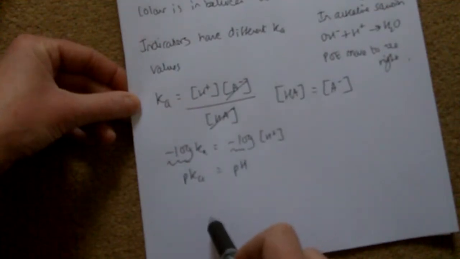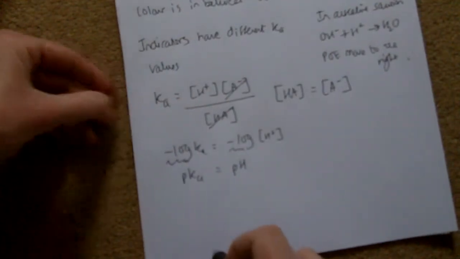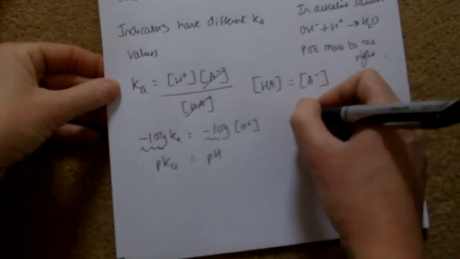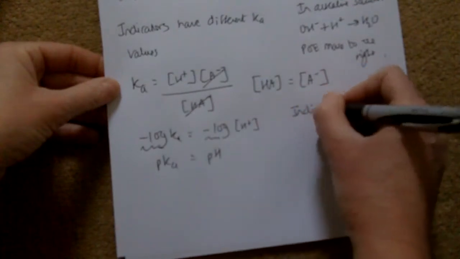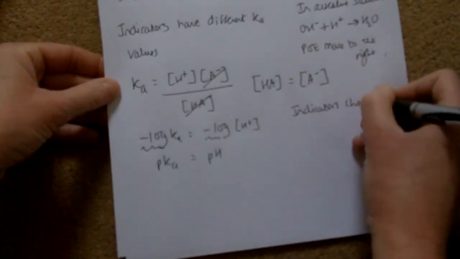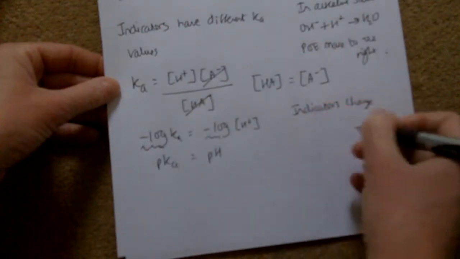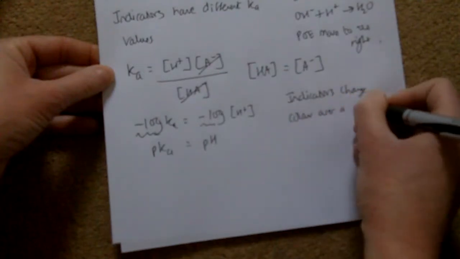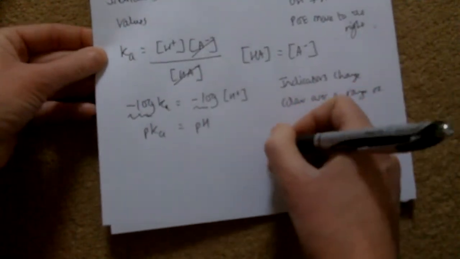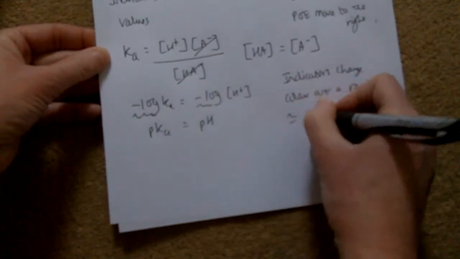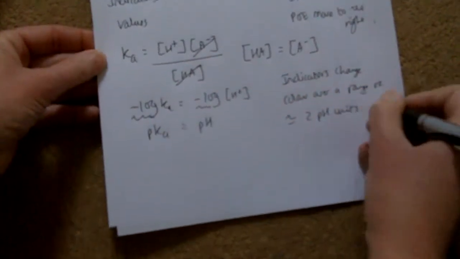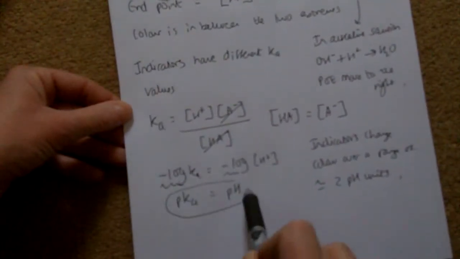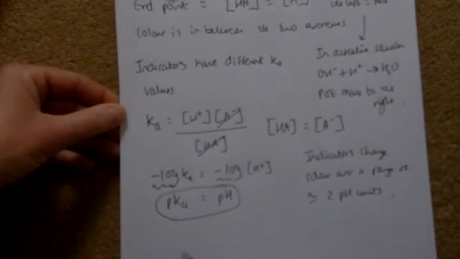Okay, so the indicators change color over a pH range. It's not quite a sudden thing. Indicators change color over a range of about 2 pH units. But when you're working out which indicator to choose, at the endpoint pKa equals pH.